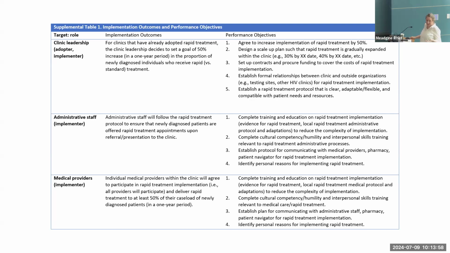So that's very specific, right? And it doesn't have to be as specific, but that's what our goal was that we decided on with our team. So then you break that down into your performance objectives. First, we want the leadership to agree to an increase of implementation of rapid treatment by 50%. Second, we want the leadership to design a scale-up plan so that rapid treatment is gradually expanded within the clinic, like 30% by this date, 40% by this date. We want to set up contracts and procure funding to cover the costs of expanding rapid treatment implementation. We want them to establish formal relationships between the clinic and outside organizations. So we're breaking this down into behavioral steps that would, in aggregate, be the overall implementation outcome.